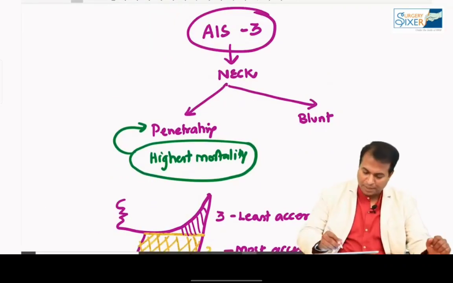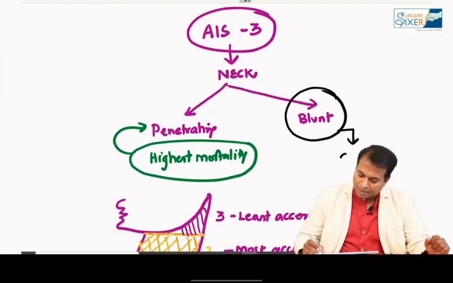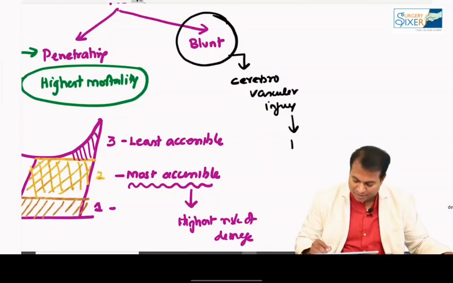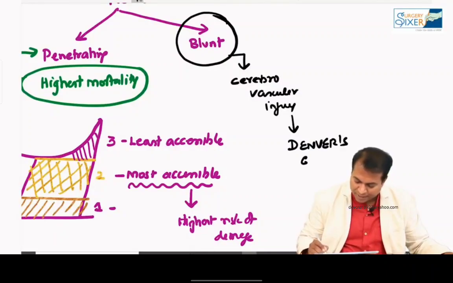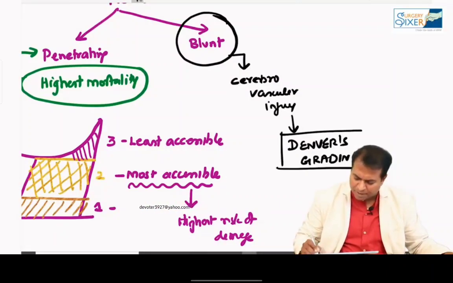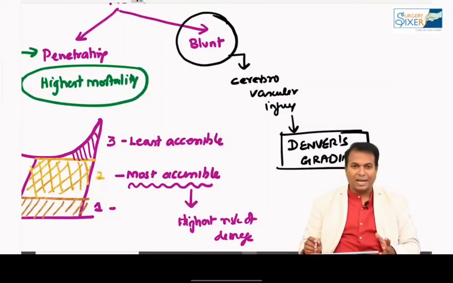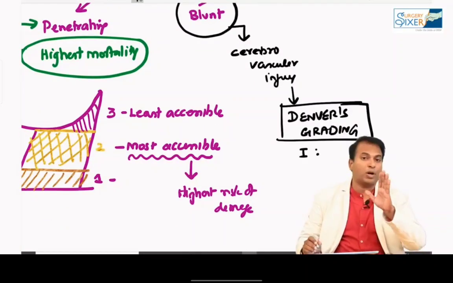In blunt injury of the neck, there will be cerebrovascular injury. Cerebrovascular injury is given a grading system known as Denver's grading. It is not asked for PG exams. Just remember there is a grading system of cerebrovascular injury in the neck known as Denver's grading. I have given the grading in your material, but it is not much important for PG.